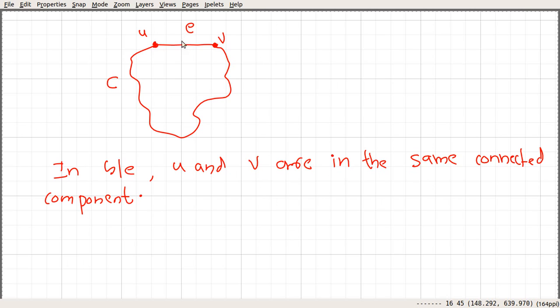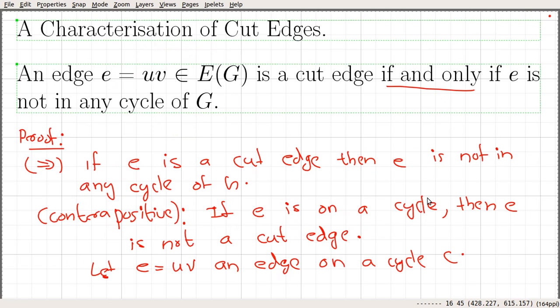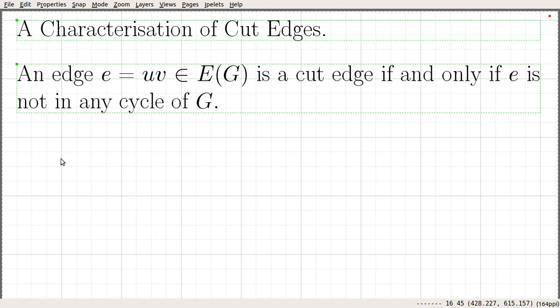So if E were a cut edge, then after deleting that cut edge, the end vertices must go to two different components. So here we can see that they are still connected and they are in the same connected component. And therefore E is not a cut edge. Okay, so that's the proof for this direction. Let's go and prove the other direction.